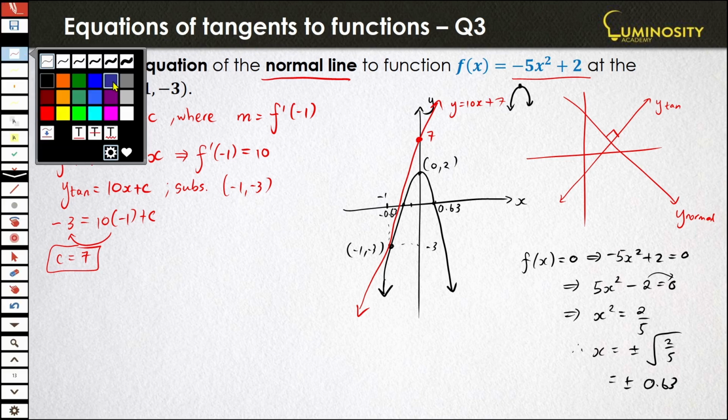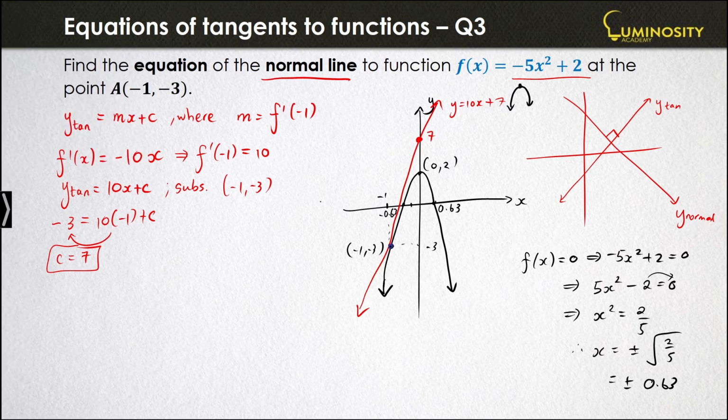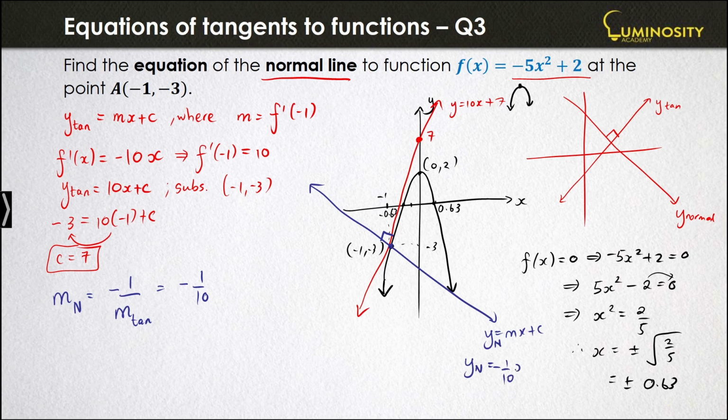Now we want the normal line. So the normal line at that point of contact is going to be a line that cuts through there perpendicularly to our tangent line. So this is also another straight line. y equals mx plus c. And I'm going to call this y sub capital N for y normal. Now the gradient of the normal line is going to be negative 1 over the gradient of the tangent line. That is by the special properties of perpendicular lines. So instead of positive 10, it's going to be negative 1 over 10. So far we have y sub n equals negative 1 over 10 x plus c.